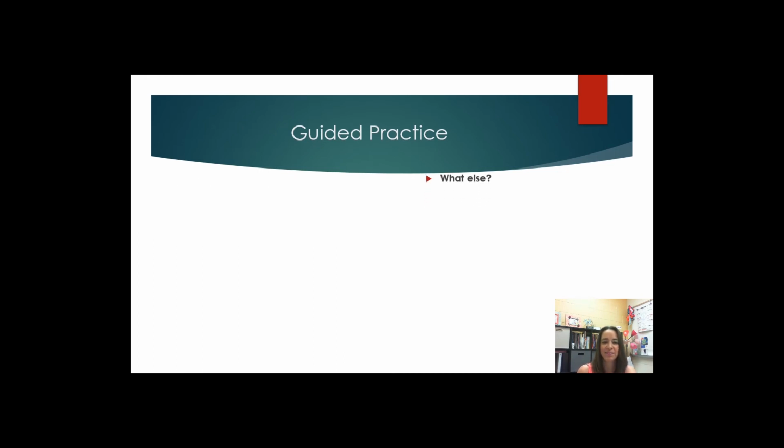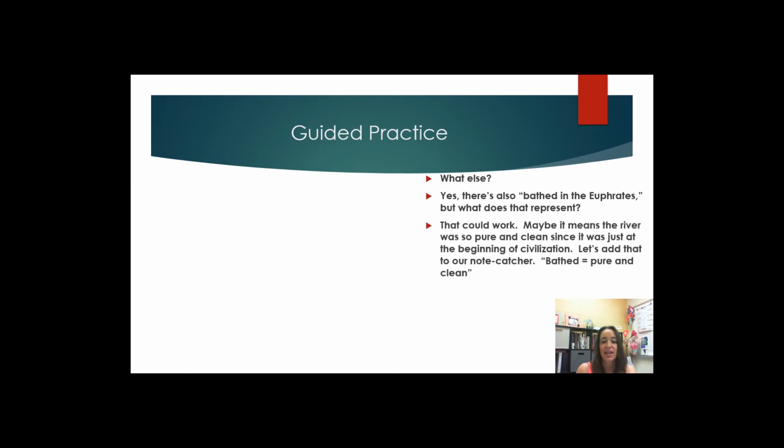What else? Yes, there's also bathed in the Euphrates. But what does that represent? That could work. Maybe it means the river was so pure and clean since it was just at the beginning of civilization. Let's add that to our note catcher.